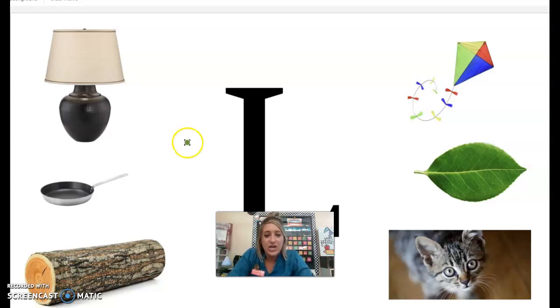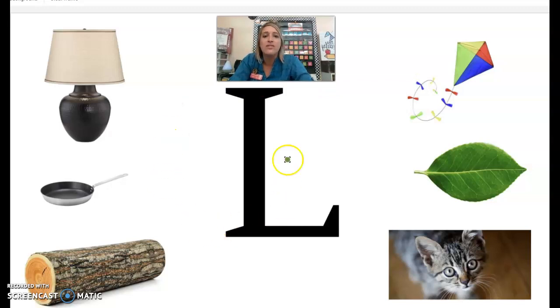Hey guys. All right, we're going to look at some pictures and we're going to circle the ones that start with the L sound for the letter L. L. All right. So let's look at the first picture. This is a picture of a lamp. Lamp. Do you hear the L sound? I do. I'm going to circle this lamp.